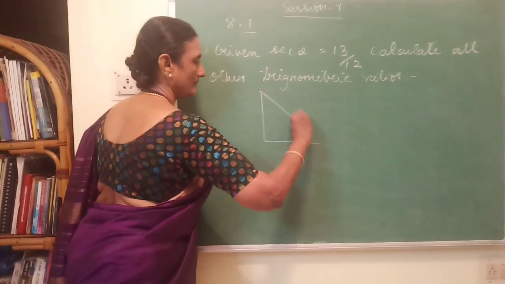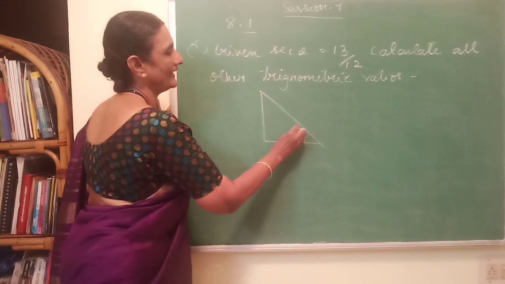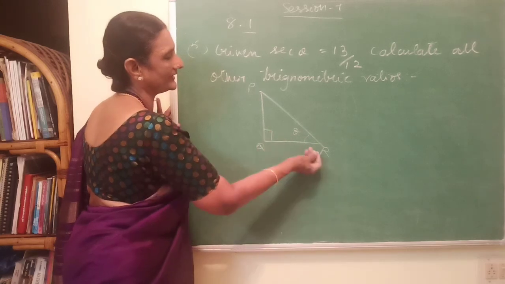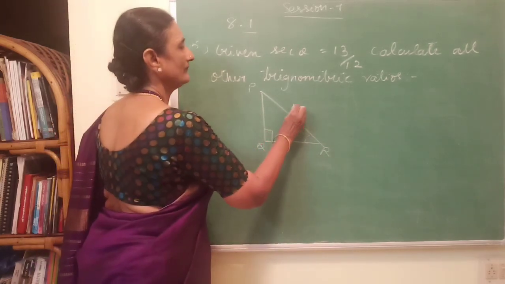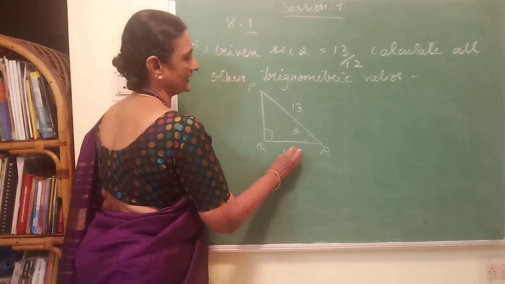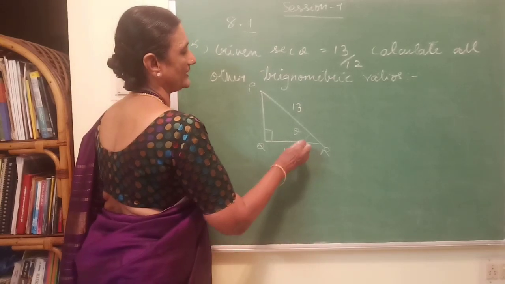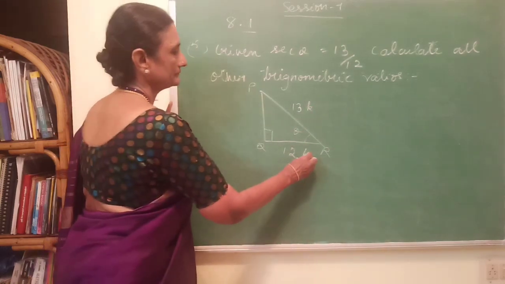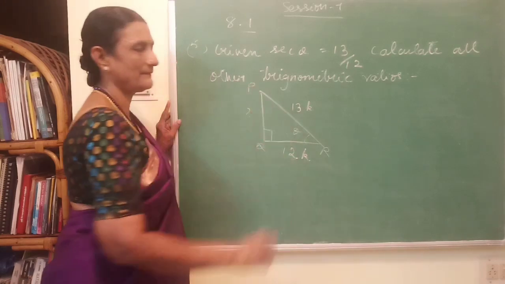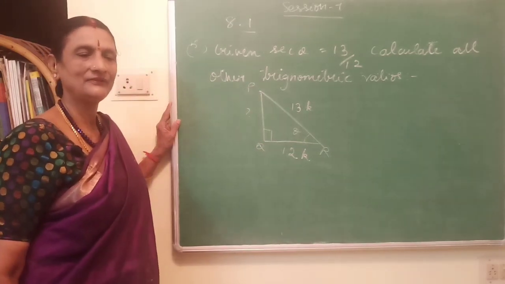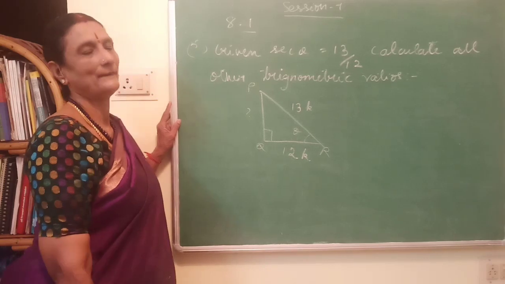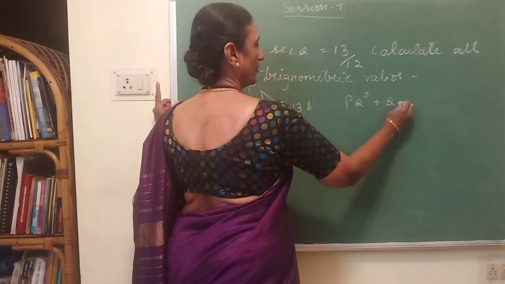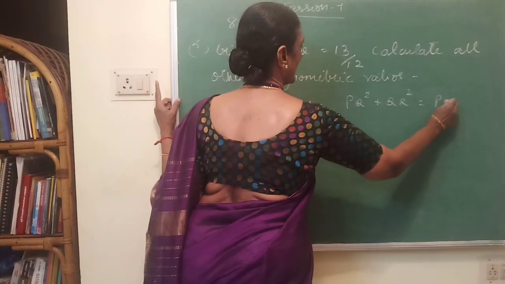Here the angle is given to be theta. Whatever name you want, you can give. Let it be PQR and the angle is marked as theta, and then the hypotenuse is given to be 13 and the adjacent side is given to be 12. We can introduce one k here. We have to find out the missing value PQ. What do we have to apply? Pythagoras theorem. So PQ square plus QR square is equal to PR square.